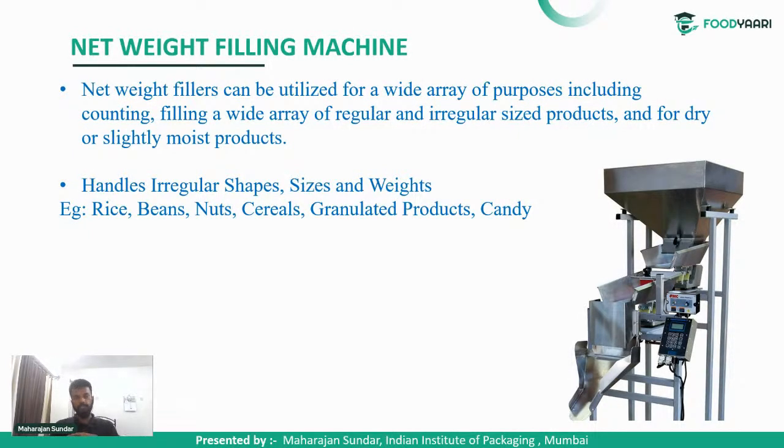Net weight filling machines are the oldest, and are also used for packing regular and irregular sized products, dry and slightly moist products. These handle irregular shapes, sizes and weights. For example, rice packaging, beans packaging, nuts packaging, cereals, granulated products or candy. It just consists of a hopper. We fill the product to be packed into the hopper.